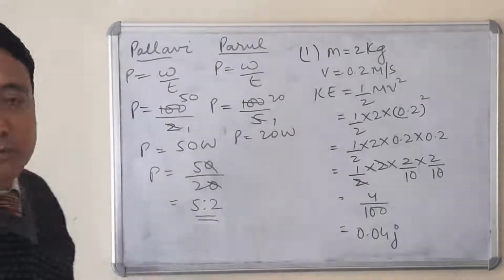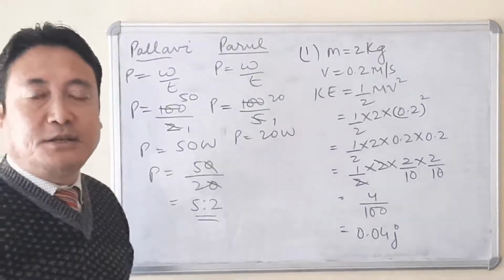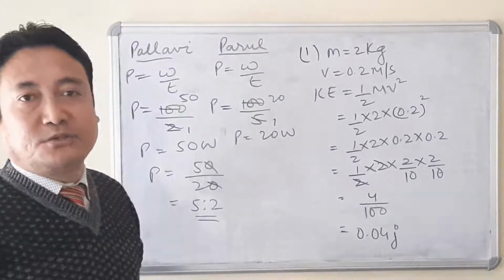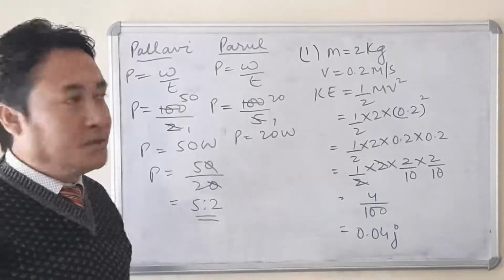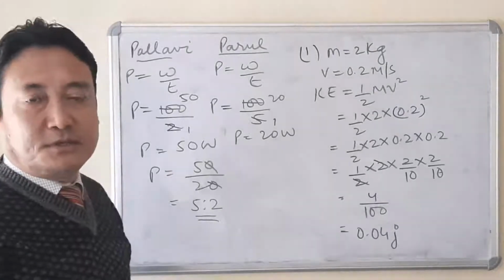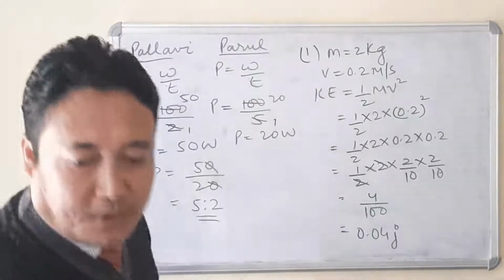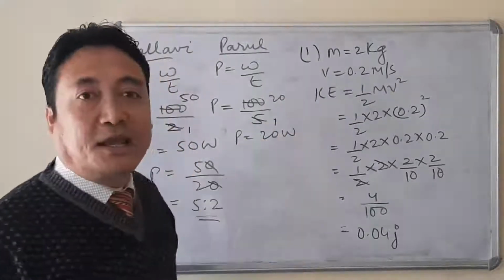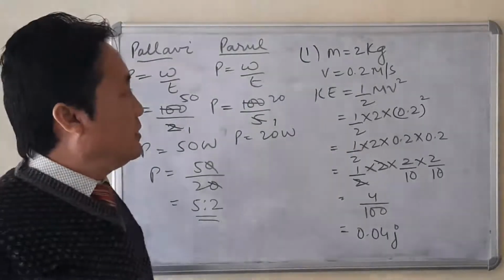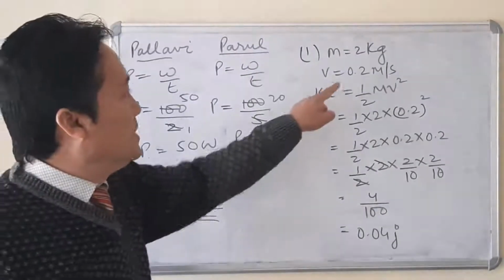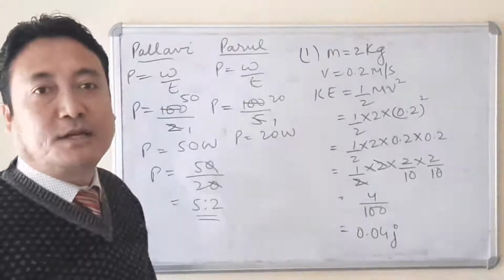Okay. Now the next one is, day before yesterday I sent you the numericals, which are not in your book. I have given my own questions. So today we will solve these also. The first question is like this: we have to calculate the kinetic energy of a body, and that body is moving with a velocity of 0.2 meter per second. You have to calculate kinetic energy.